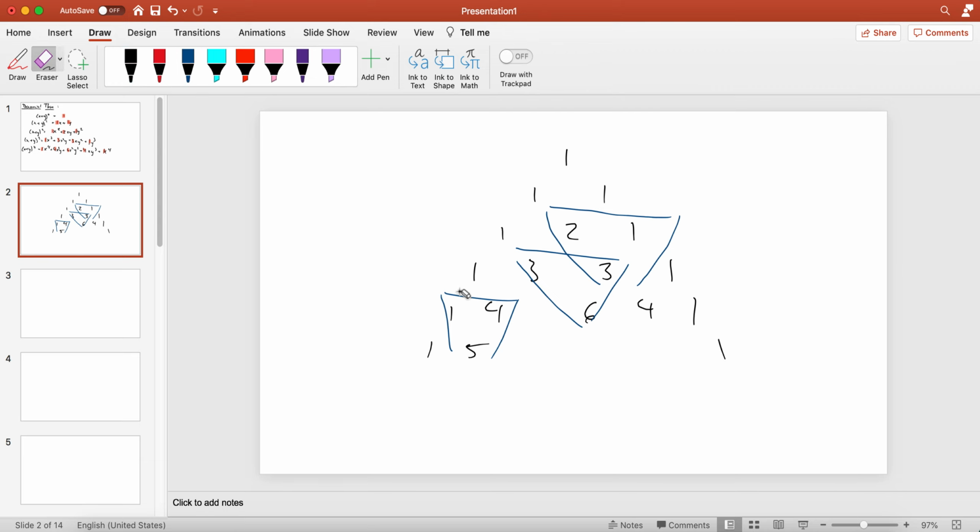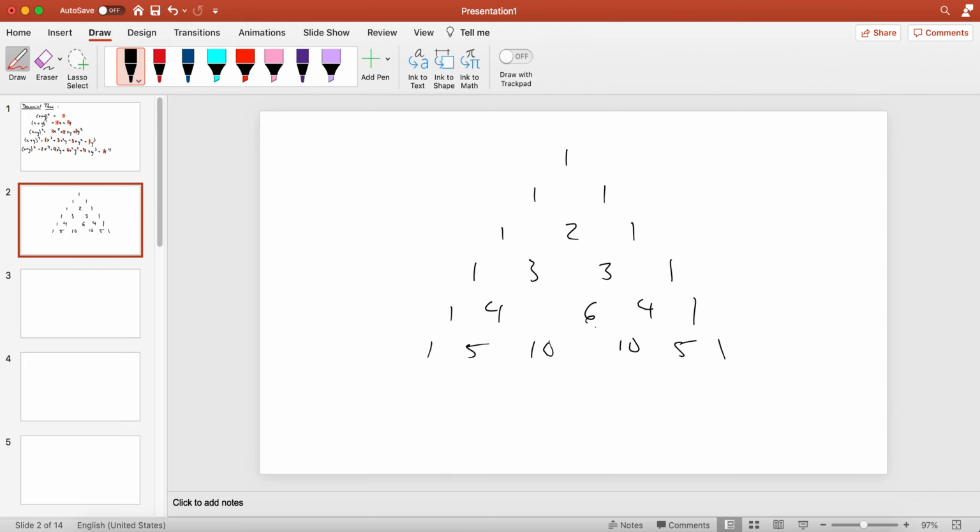Okay, let me erase these marks so it's a little clearer what's going on. And then here I'm going to get 10. Here I'm going to get 10. Then between these two I'm going to get 5 again. Hopefully that's clear what's going on. So you just take a triangle like this to get the next element. And there's always 1s on the side.